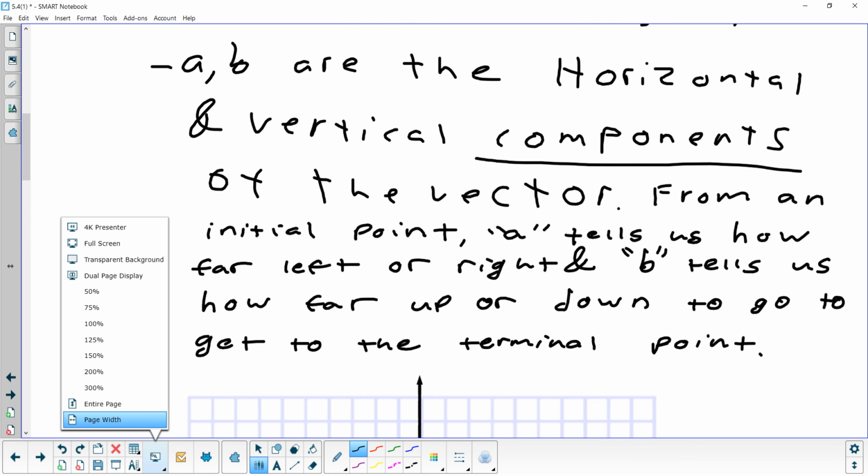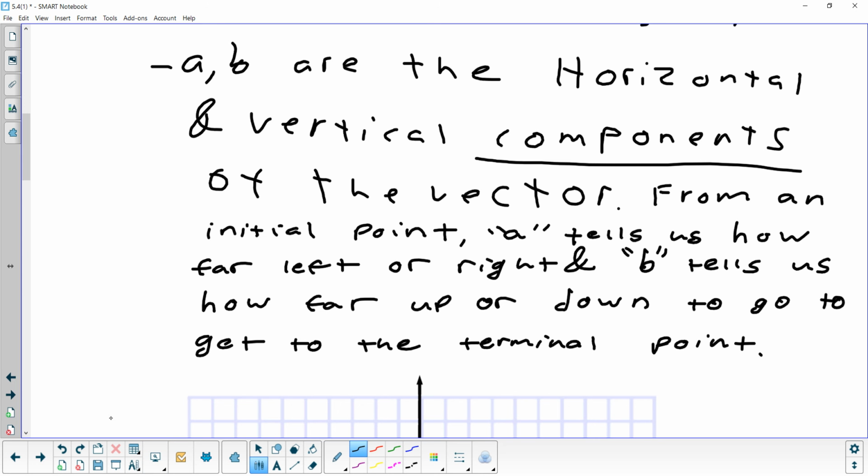Just trying to see if I can make it a little bit bigger, but I can't. And keep it on the screen.